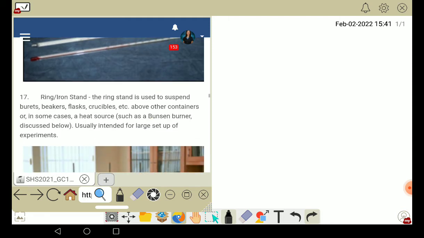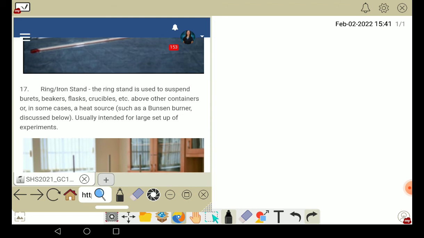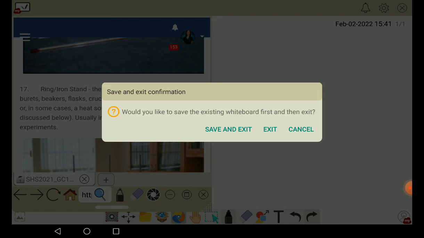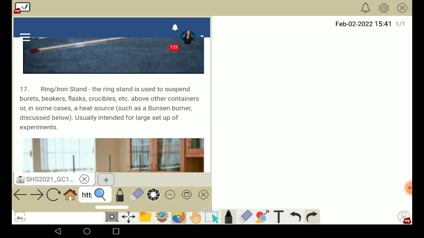Okay, next we have the ring or iron stand. The ring stand along with the iron stand is used for heating purposes. A ring stand is used to suspend burettes, beakers, flasks, crucibles, and others above other containers or, in some cases, a heat source such as a Bunsen burner. We are going to discuss that below. It is usually intended for large setups in experiments.